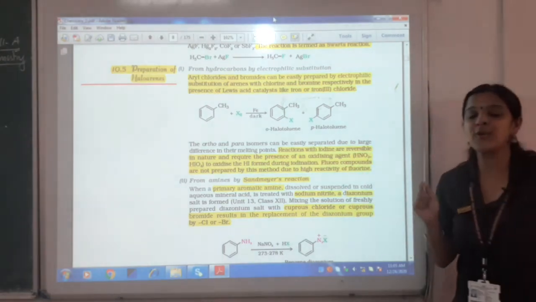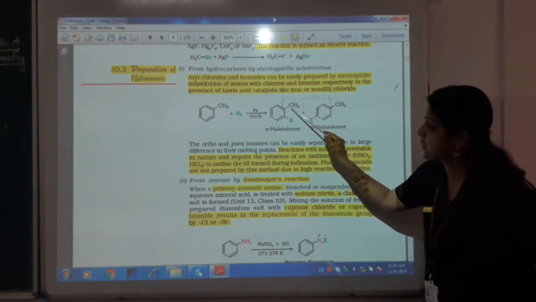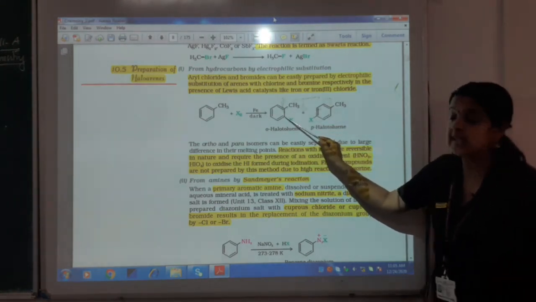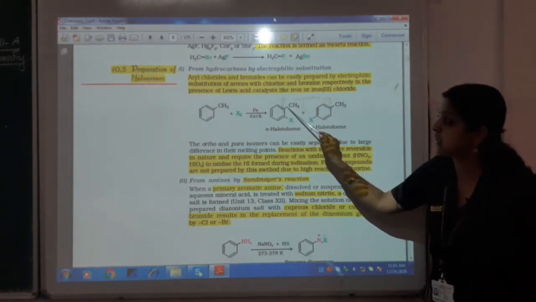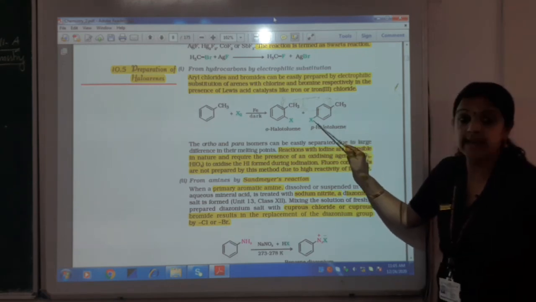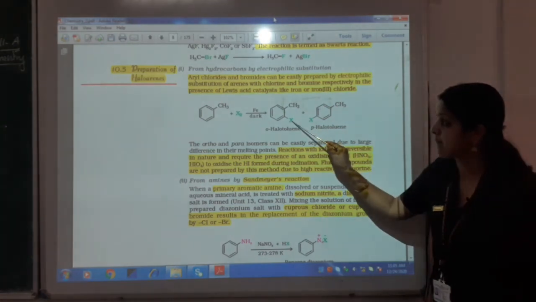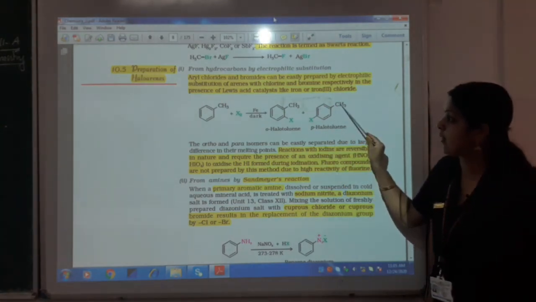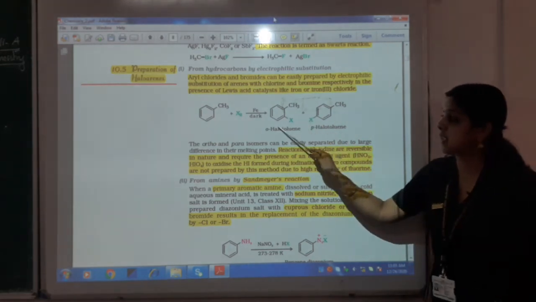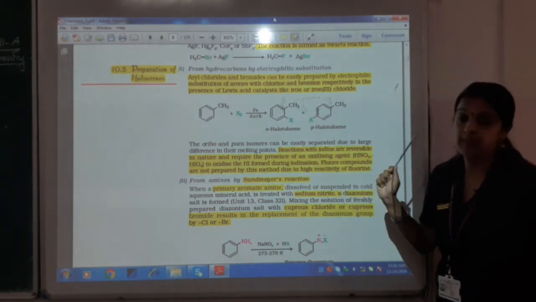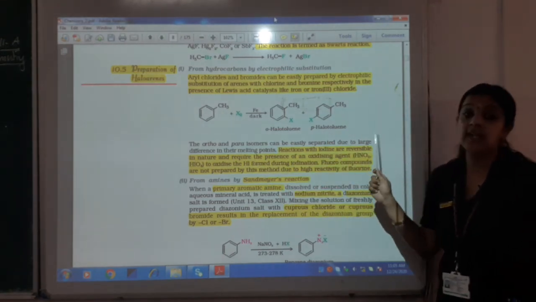You remember what is ortho, meta, para, children? This is my substituent. From the substituent, the first carbon we call ortho, the second one we call meta, and the third one, opposite to that, the straight one, we call para. 1,2 is ortho, 1,3 is meta, and 1,4 is para. So you get ortho and para isomers of haloarenes.